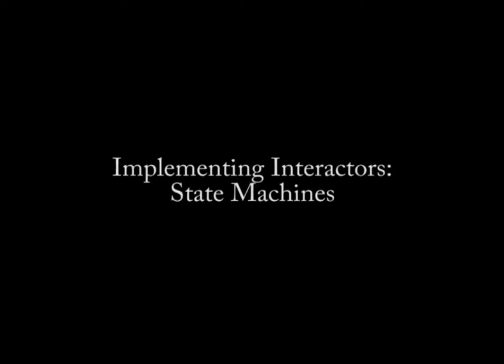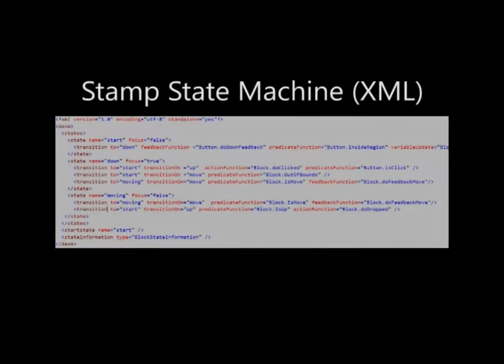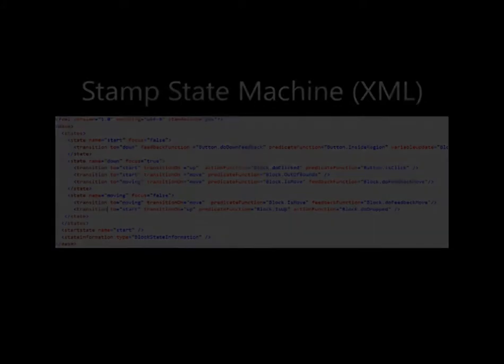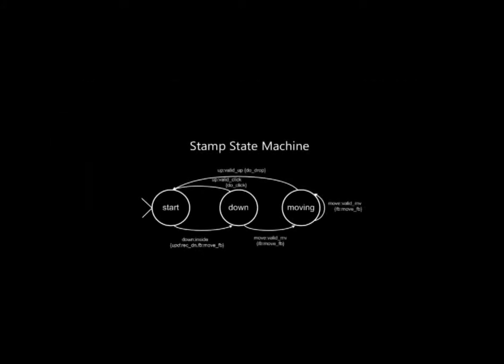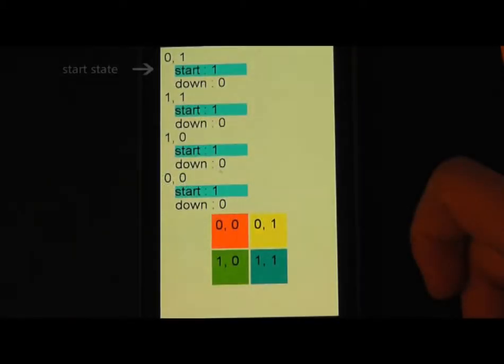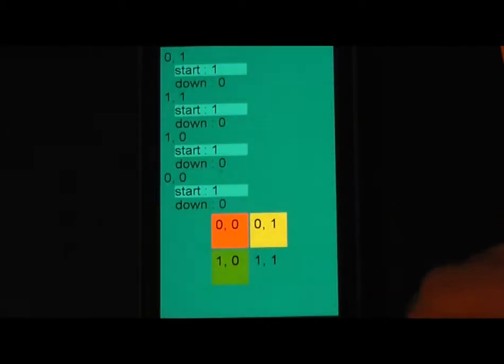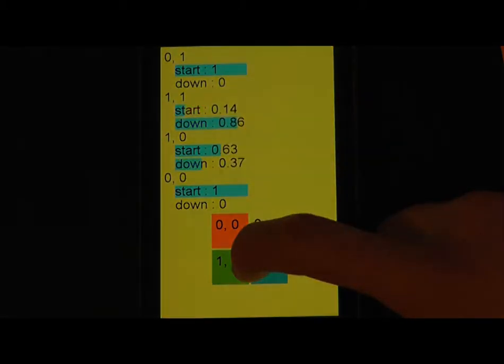To implement an interactor in our framework, developers specify a state machine description, something they would implicitly encode anyway. This state machine is completely deterministic, indicating events that prompt transition and what actions or feedback should be executed when making these transitions. For example, buttons in our implementation have two states, a start state and a down state. On the down-up transition, our button executes an action which invokes its onClicked event handler.